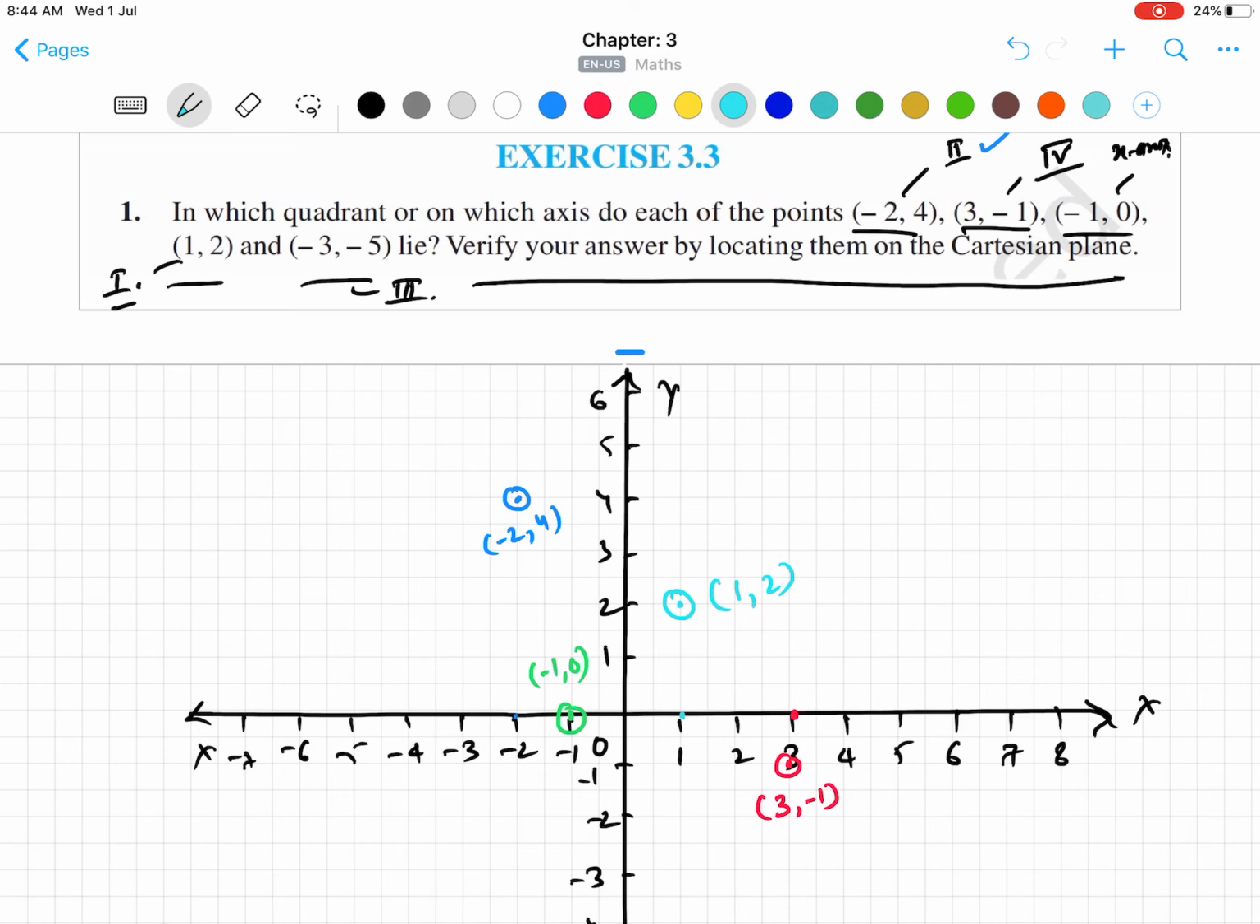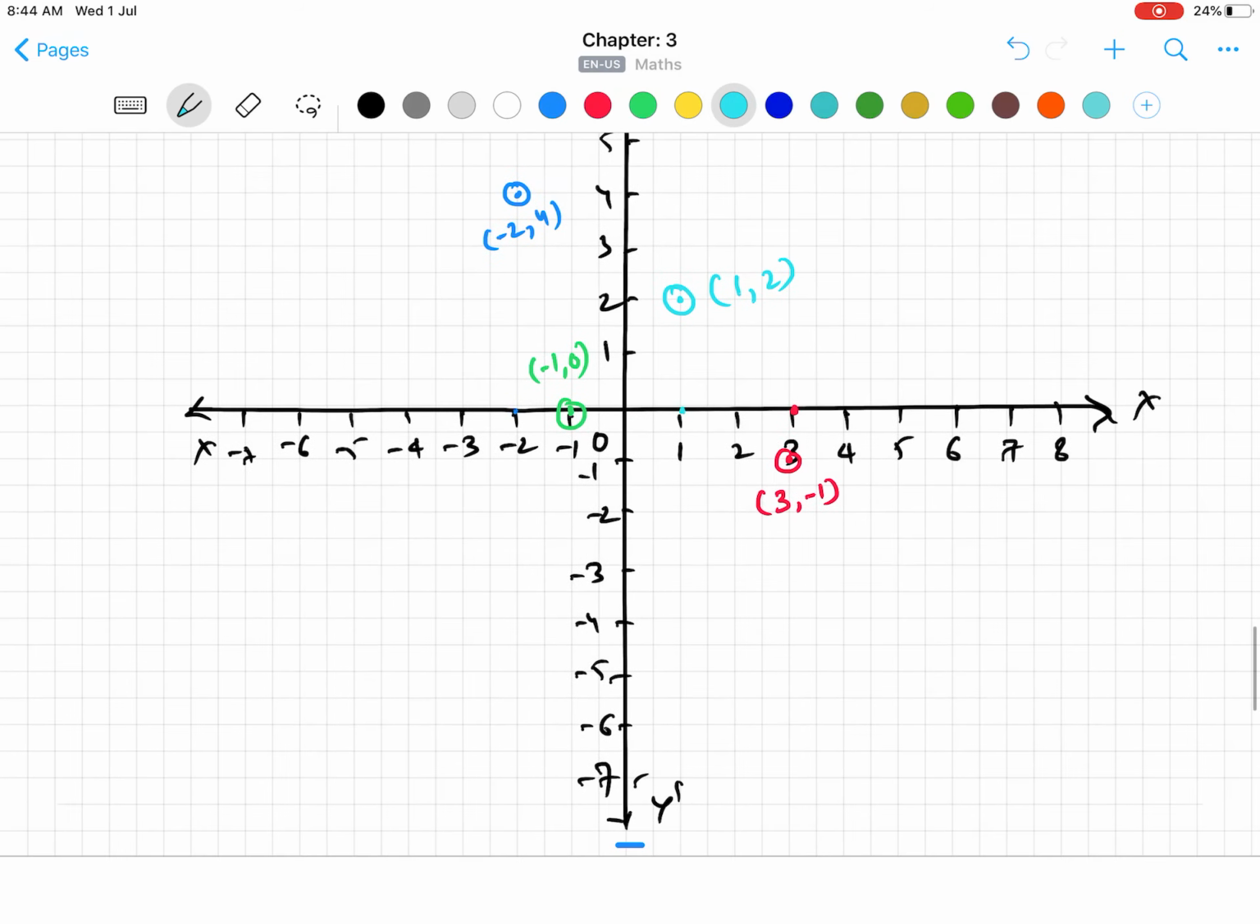Next is x -3 and y -5. x -3 is in the negative x direction and y in the negative y direction. This point will be here. This is -3 and -5.